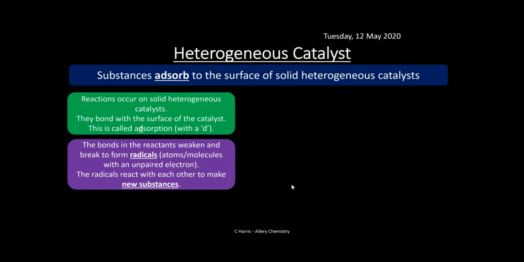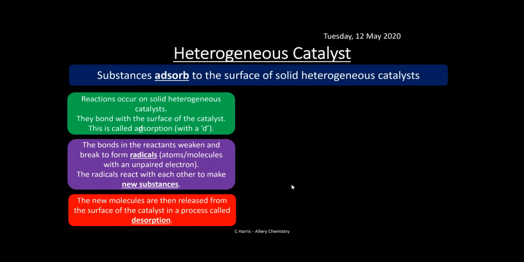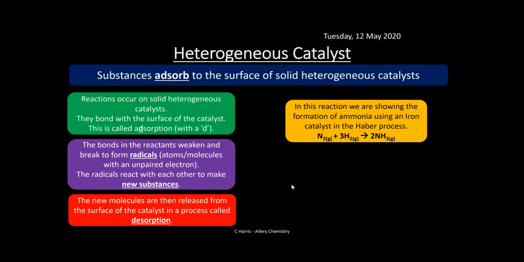The bonds in the reactants weaken and break to form radicals. These are atoms or molecules with an unpaired electron, if you can remember from year 1. And these radicals then react with each other, and these make the new substances that we need. The new molecules are then released from the surface of the catalyst in a process called desorption. This is where the bonds between the atoms and the catalyst surface start to break away.